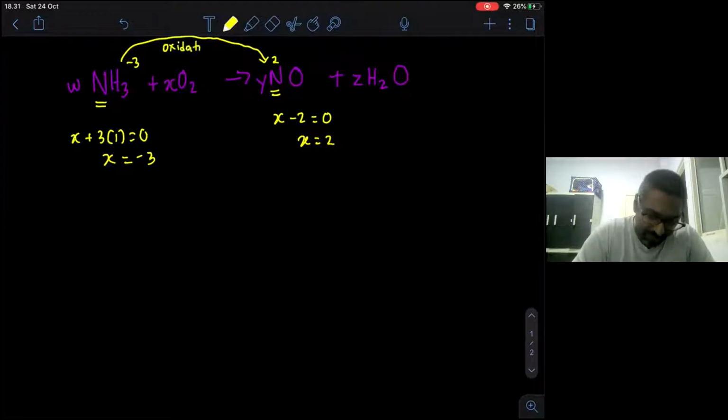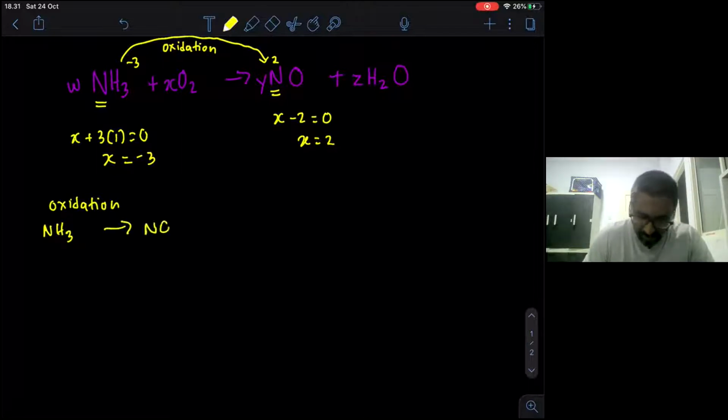I have identified that this is going to be oxidation, so I'll write down the oxidation. This is going to be the equation involving oxidation. Ammonia is going to give me NO. And then I will identify the reduction. If you look over here, it's actually related to oxygen. This is going to be oxygen.